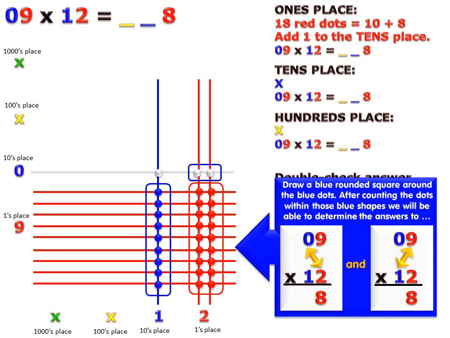Now we're going to draw a blue rounded square around the blue dots. After counting the dots within those blue shapes, we will be able to determine the answers to the 2 in the ones place times the 0 in the tens place, and the 1 in the tens place times the 9 in the ones place.